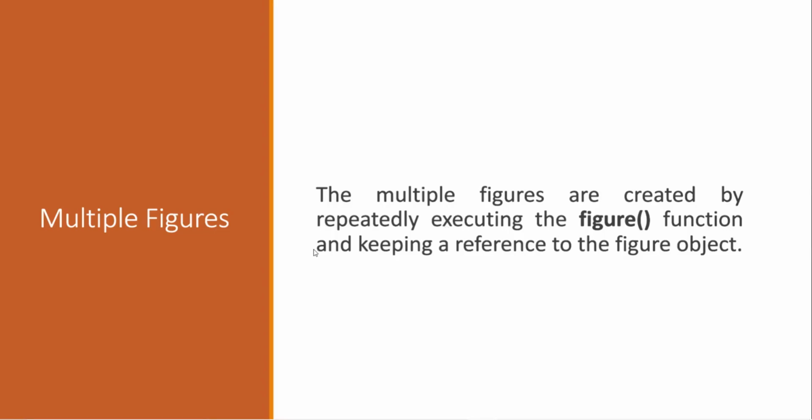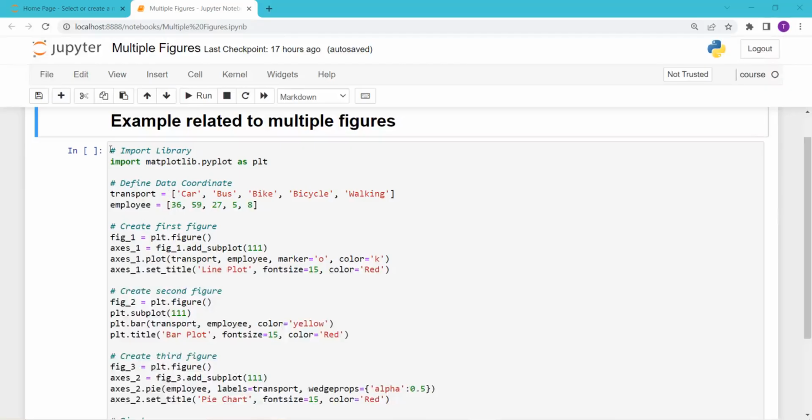object, and then using it to add as many subplots as needed in exactly the same way as in a single figure. So let's see an example to clearly understand the concept of multiple figures. And here is the code. I will explain this code first.